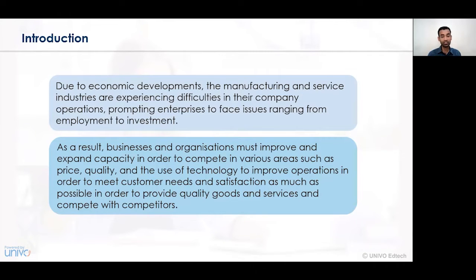And hence, at certain stages, the production or the sales go down, and accordingly, the demand for a certain product also goes down simultaneously. And hence, providing qualitative goods and services to the consumers in competition with the competitors is a challenging task for the organization.